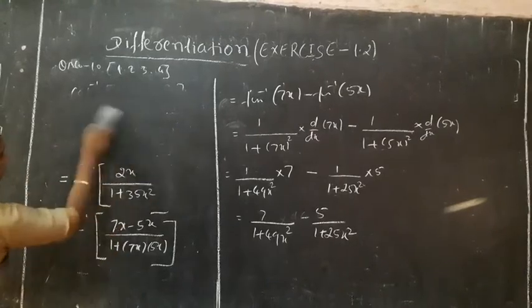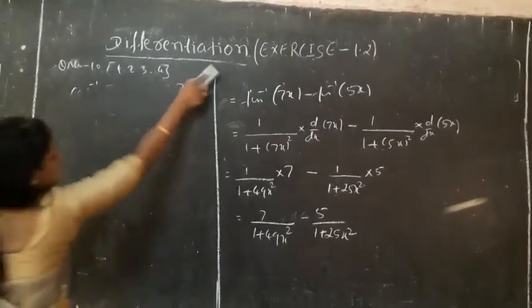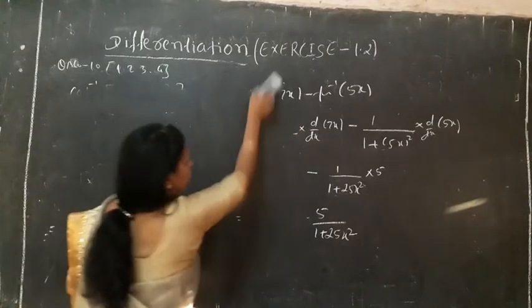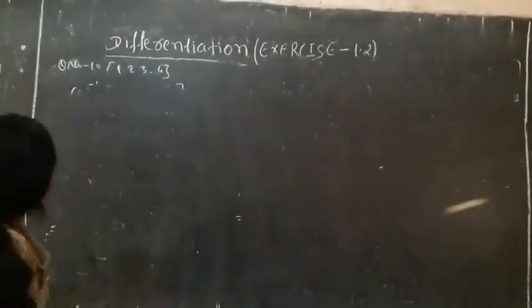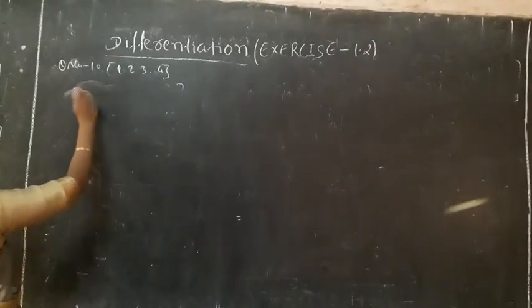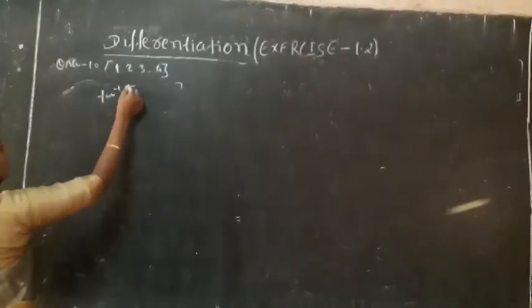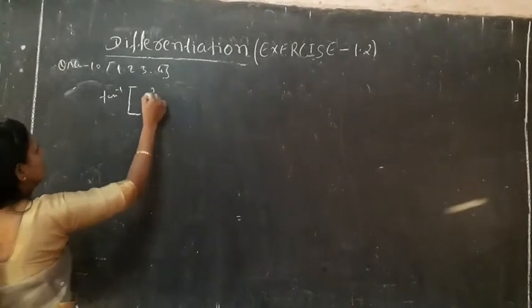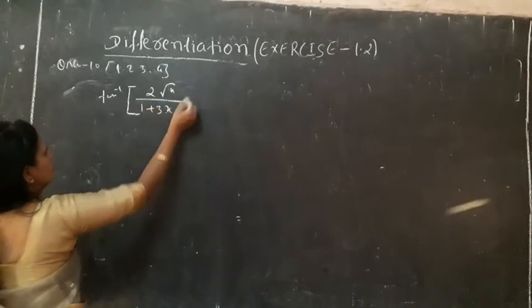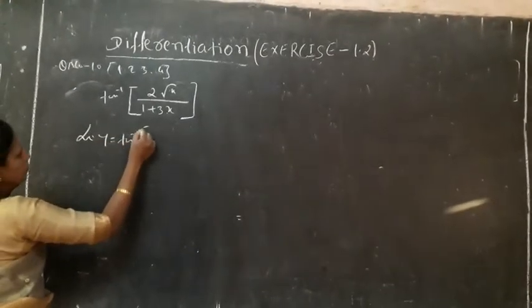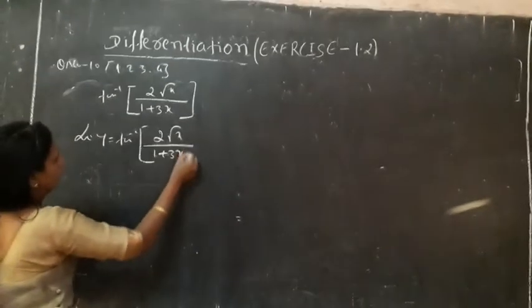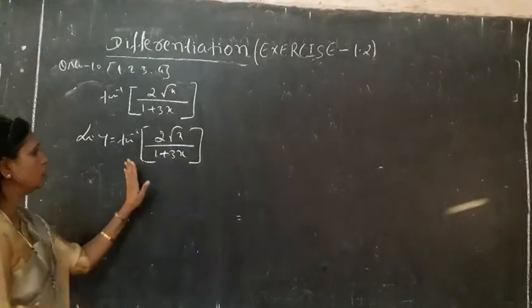Next, third one. The third one is, see here, tan inverse of 2 root x divided by 1 plus 3x. Define the function. Like this, let y equal to.